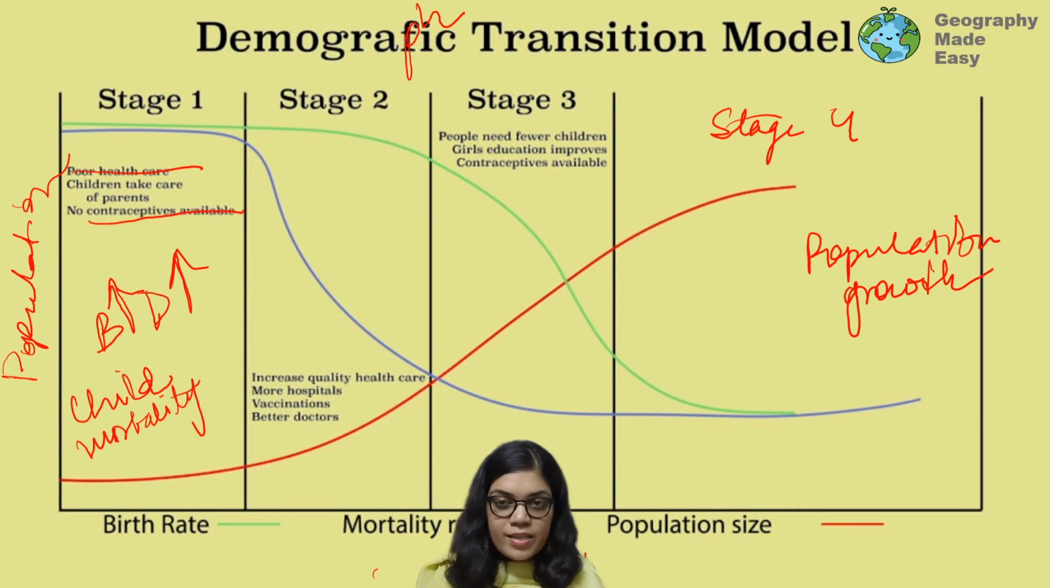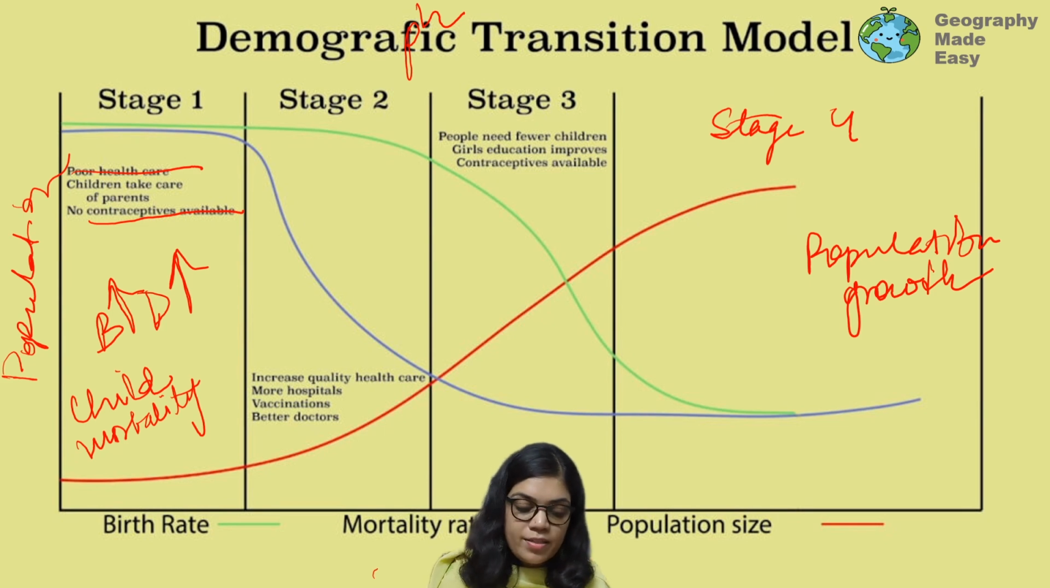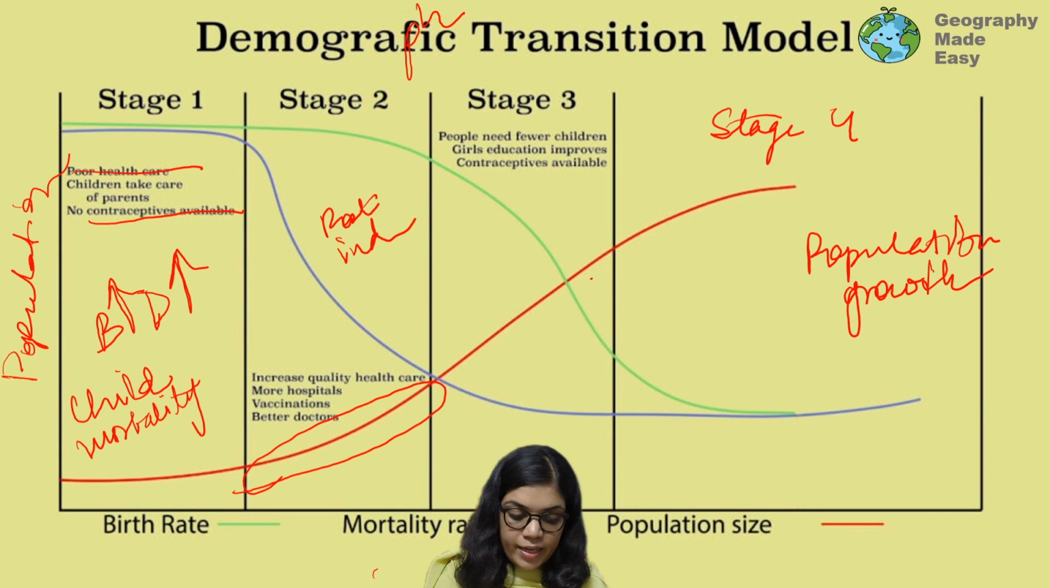The second stage is a very interesting stage, and in this stage India was there for a very long period of time before independence and also post independence. So in this stage we see that the birth rate is rising. If you look at this part of the curve, the birth rate is rising, and also we see that the death rate has started declining.